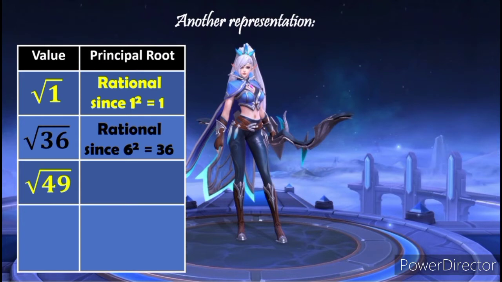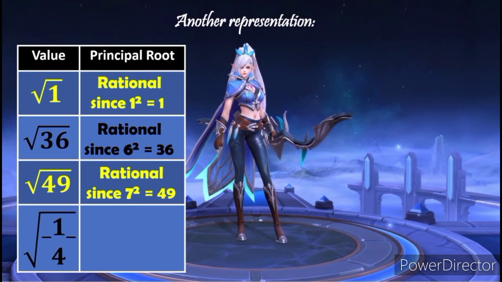Now let's have the square root of 49. Rational or irrational? Yes, that is rational, since 7 squared is equals to 49. How about square root of 1/4? Yes, that is rational, since 1/2 squared is equals to 1/4.